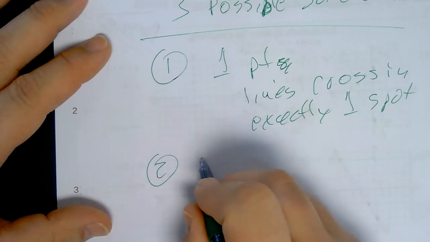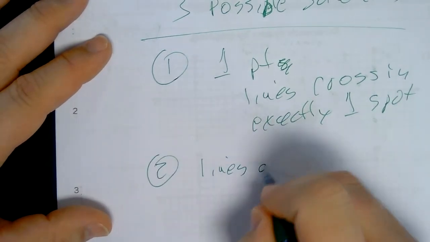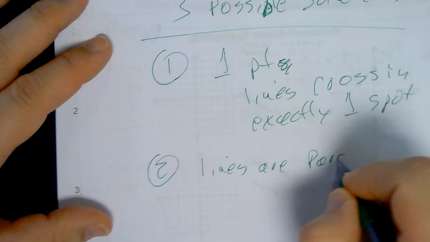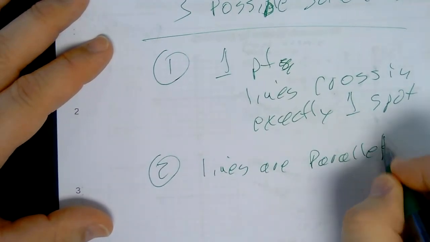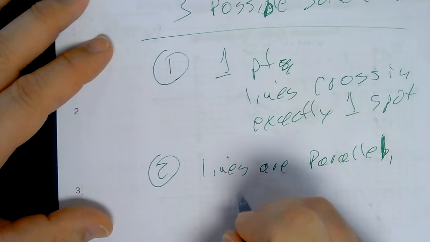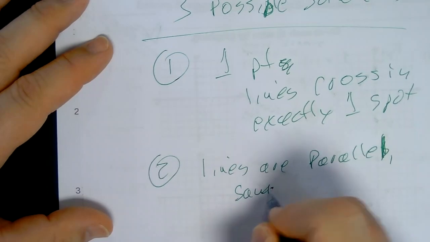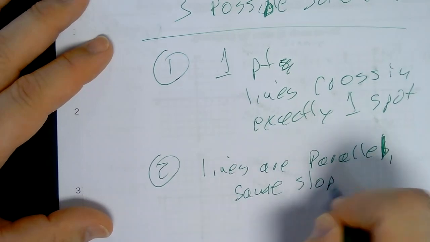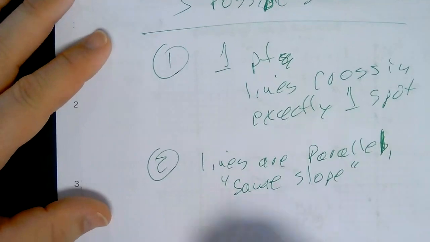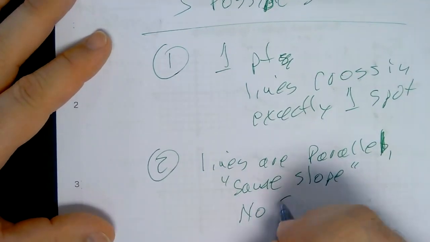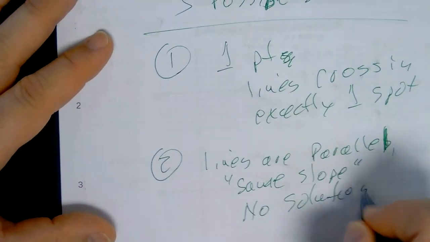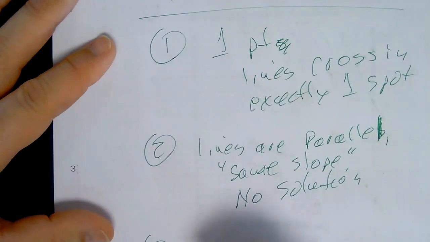Number two, it could be lines are parallel. Now what does that mean, lines are parallel? Well, it means they have the same slope. Okay, they have the same slope. And then you have no solution.